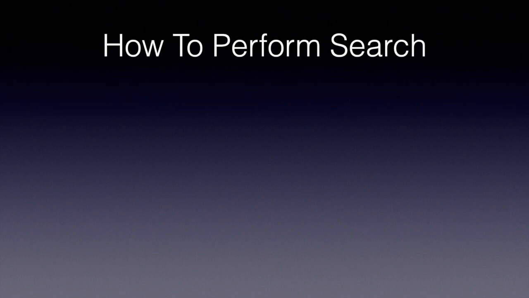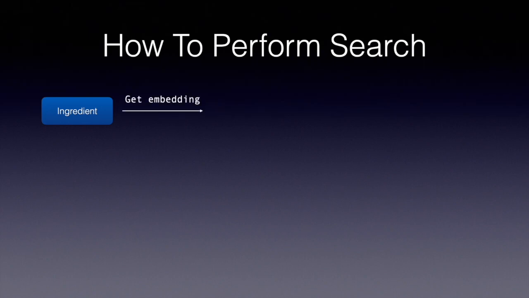Now comes the searching part. How do we perform search? This is the ingredient that the user has entered, and the user hits search. Because our ingredients are saved in the Pinecone database as embeddings, and whatever the user enters will be text, we first have to get an embedding of that ingredient, because Pinecone will not do text-based search, it will do search with embeddings. So we make one API call to OpenAI and get the embedding in return.